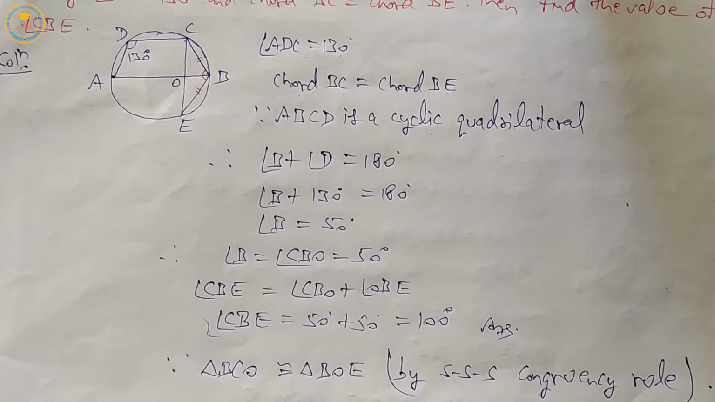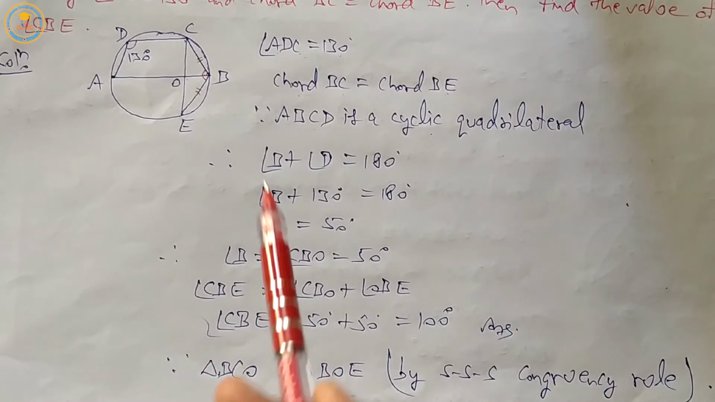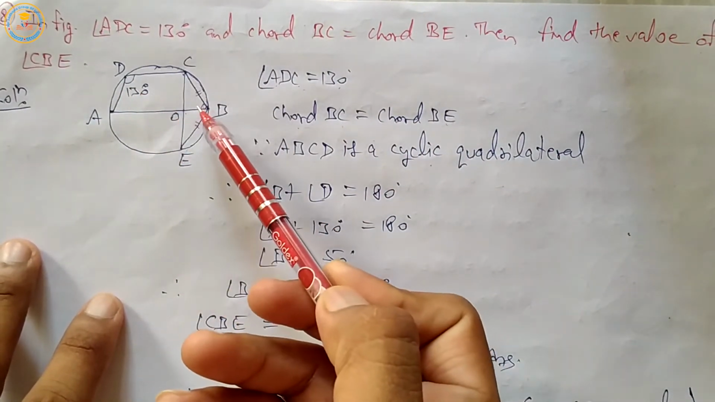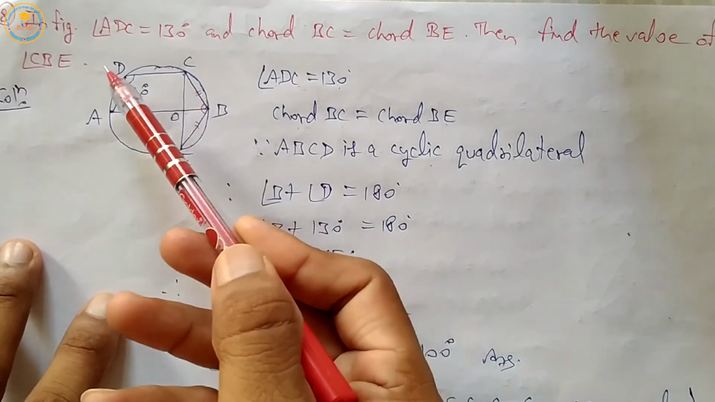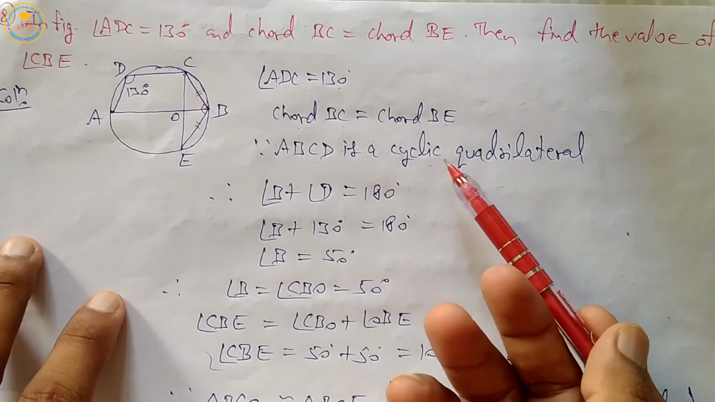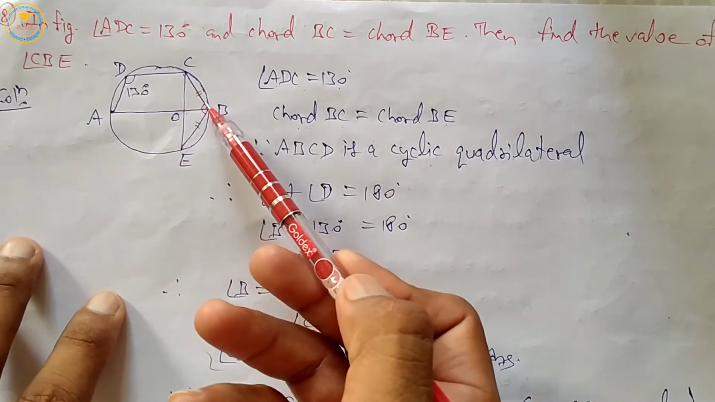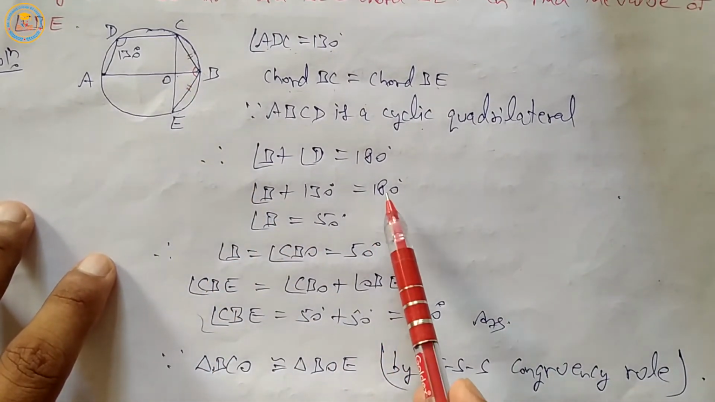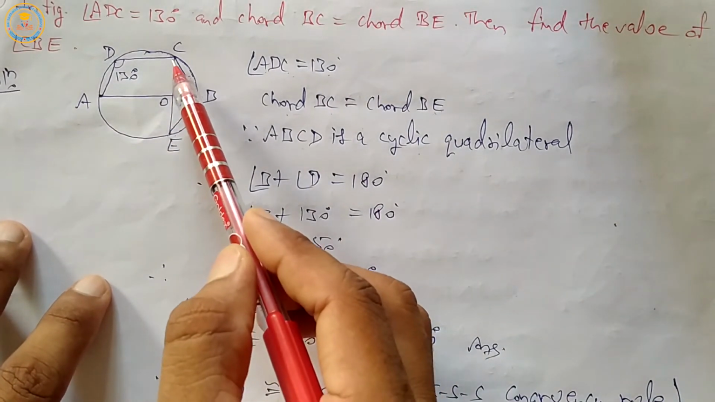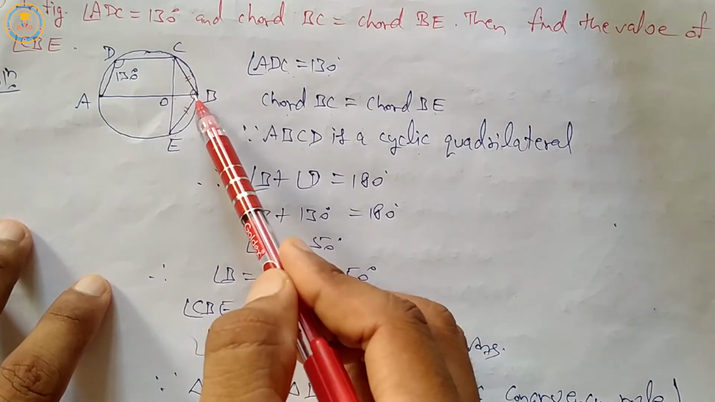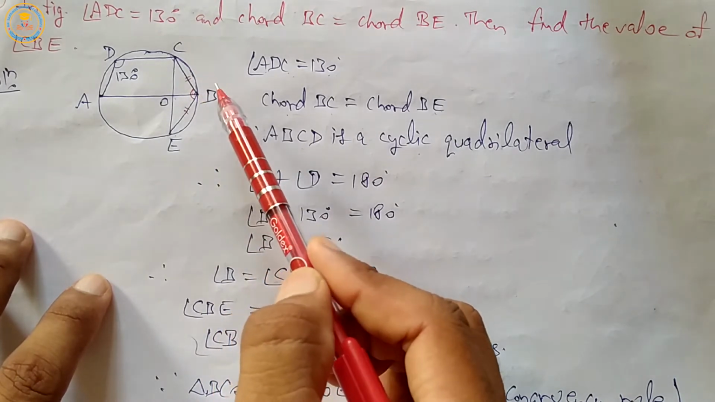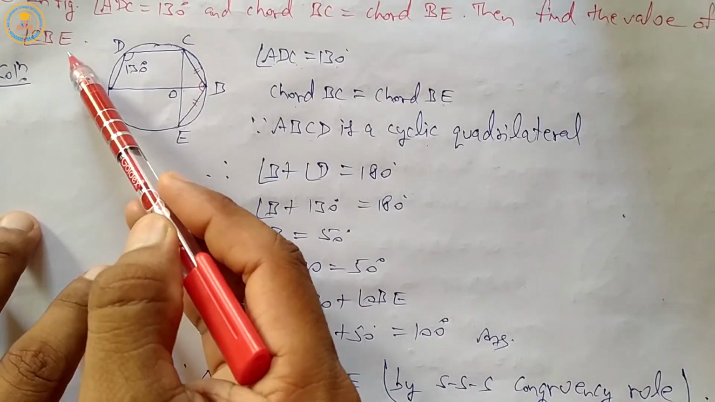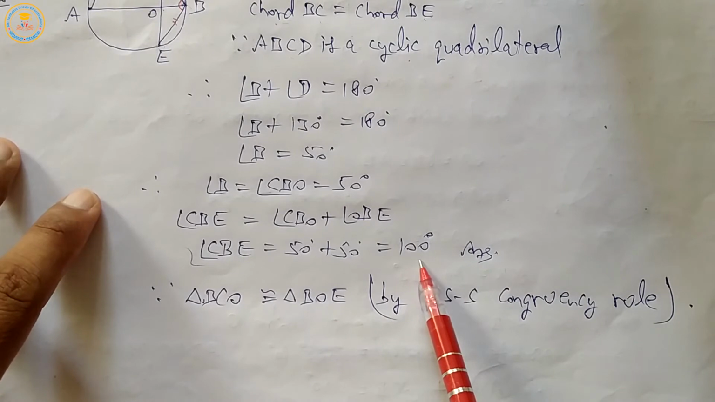Cyclic quadrilateral, according to the given question, chord BE equals chord BC, ADC equals 130 given, and B is the opposite angle of D. ABCD is a cyclic quadrilateral, and in a cyclic quadrilateral we know that the sum of opposite angles is 180, therefore angle D plus angle B is 180. So angle B equals 180 minus 130, 50 degrees. These two triangles are similar because corresponding sides are equal, so their corresponding angles are also equal. So 50 plus 50, therefore angle CBE equals 100 degrees, the answer.